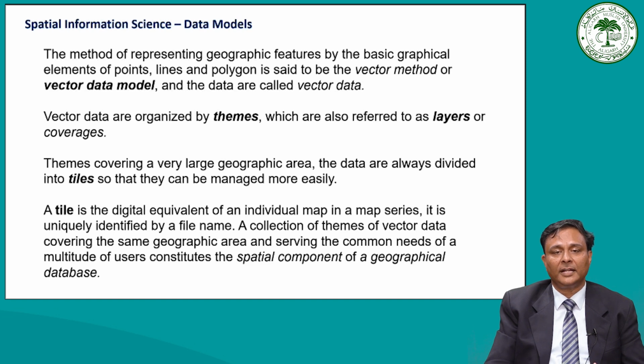For themes covering a very large geographic area, the data are always divided into tiles so that they can be managed more easily. A tile is the digital equivalent of an individual map in a map series. This is the advantage of spatial information. It is uniquely identified by a file name. Further, a collection of themes of vector data covering the same geographic area and serving the common needs of a multitude of users constitutes the spatial component of a geographical database.